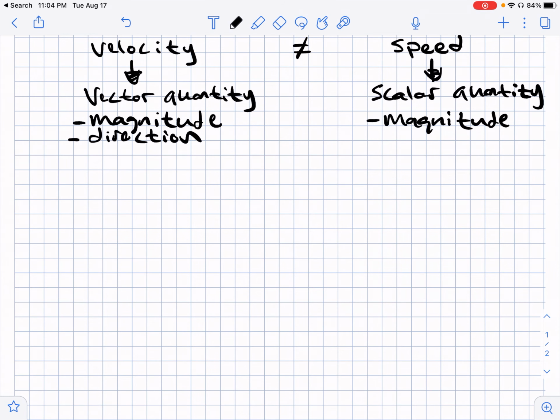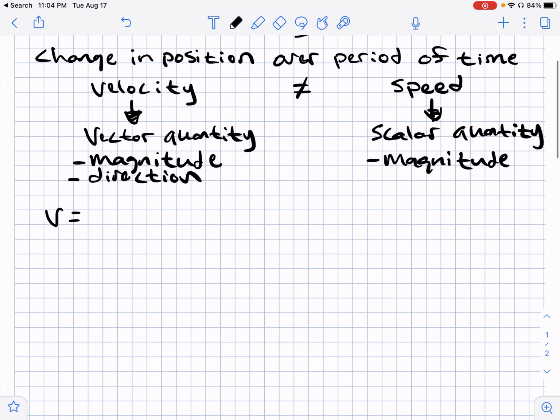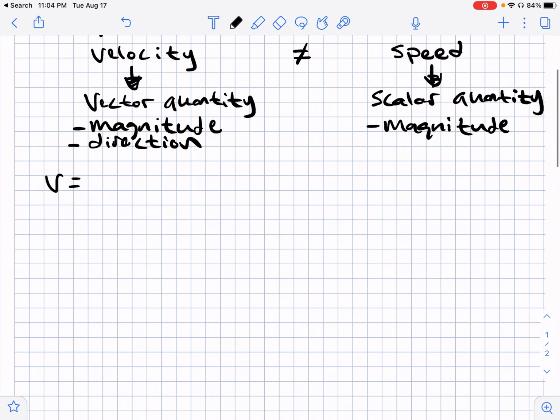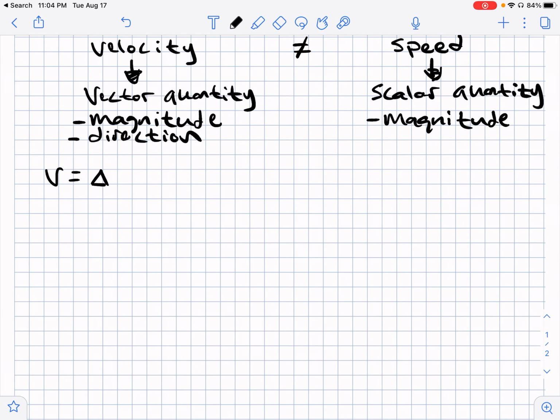Now for velocity, we use the symbol v, and we have a simple equation here for velocity, and it's really just this definition that we said. It's an object's change in position. We said that's displacement, and displacement is this delta x. That's your change in position over a period of time, and that's delta t. So here's a basic definition to calculate velocity.